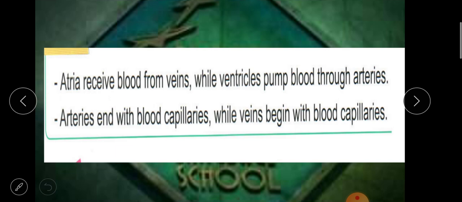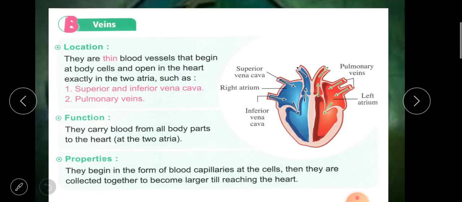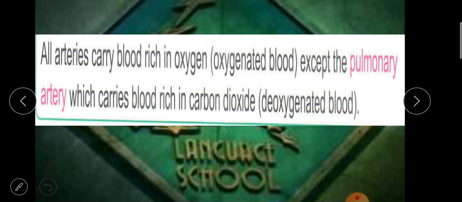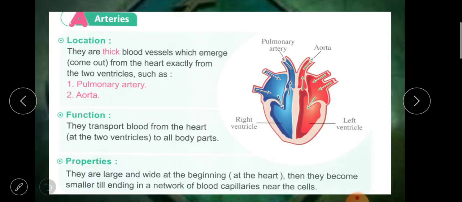So let's look again. The arteries are thick and come out from the ventricle. They take the blood from the ventricle, or from the heart, to all the body parts. They are large and wide and then become smaller and end with the blood capillaries. And all of them carry oxygenated blood except the pulmonary artery, which carries deoxygenated blood.